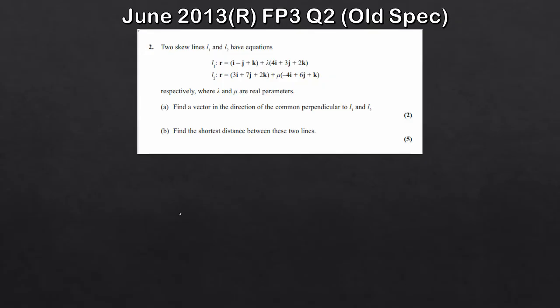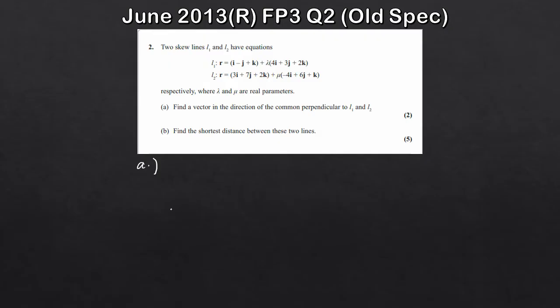This question here is a little bit trickier. What we've got here now is two skew lines. So we've got L1 and we've got L2. Now part A just asks us to find a vector in the direction of the common perpendicular to L1 and L2. And then part B, a little bit tricky, we have to find the shortest distance between these two lines. So let's have a go at this. We've got quite a few different things going on.